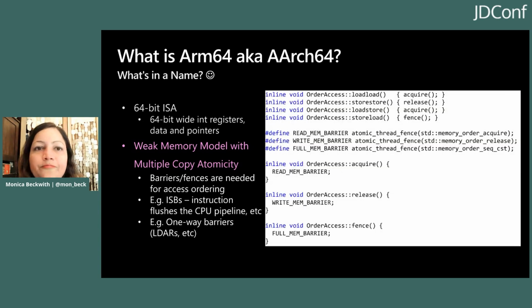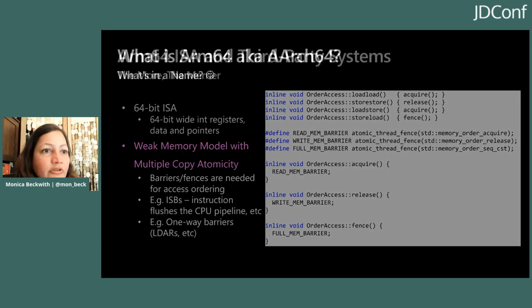Here is an example. This is from our code base actually. What we're doing here is providing read, write, and full memory barriers. A full memory barrier has to give the memory order and has to be sequentially consistent. Please feel free to read more about sequential consistency and how we need to guarantee that with respect to our memory barriers.